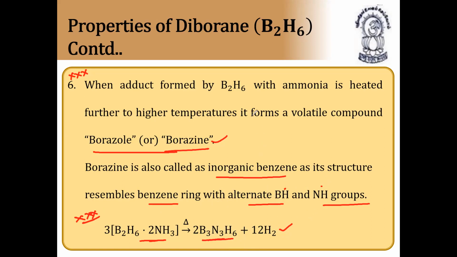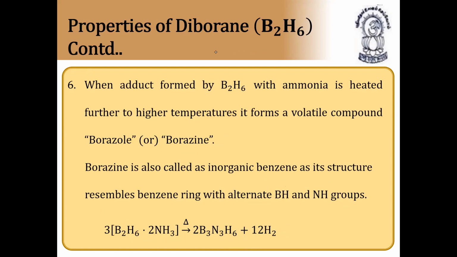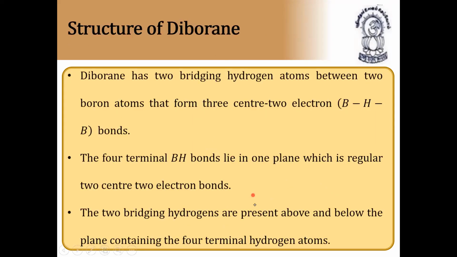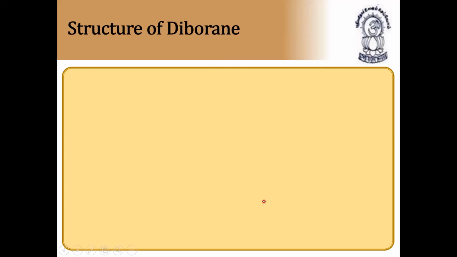Let us see the structure of this, if it is given. Otherwise, I'll draw it now. So it is called inorganic benzene. Before the structure of diborane, I'll give the inorganic benzene structure. So please note it down because it is not given in the PPTs. So this is called inorganic benzene with the 3 BH-NH units. Let us write the structure of inorganic benzene. I'll try to write it properly. B3N3H6.